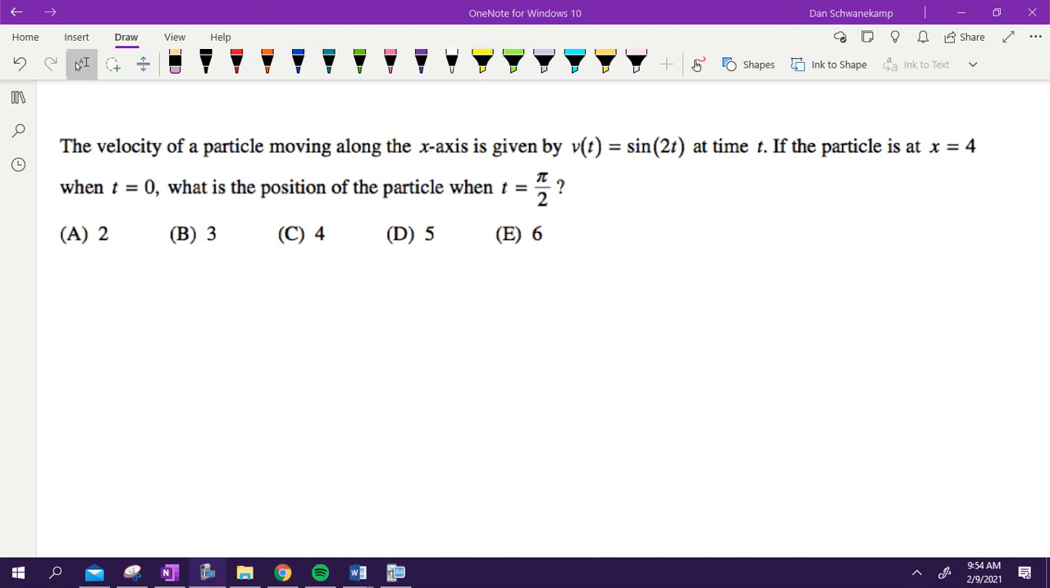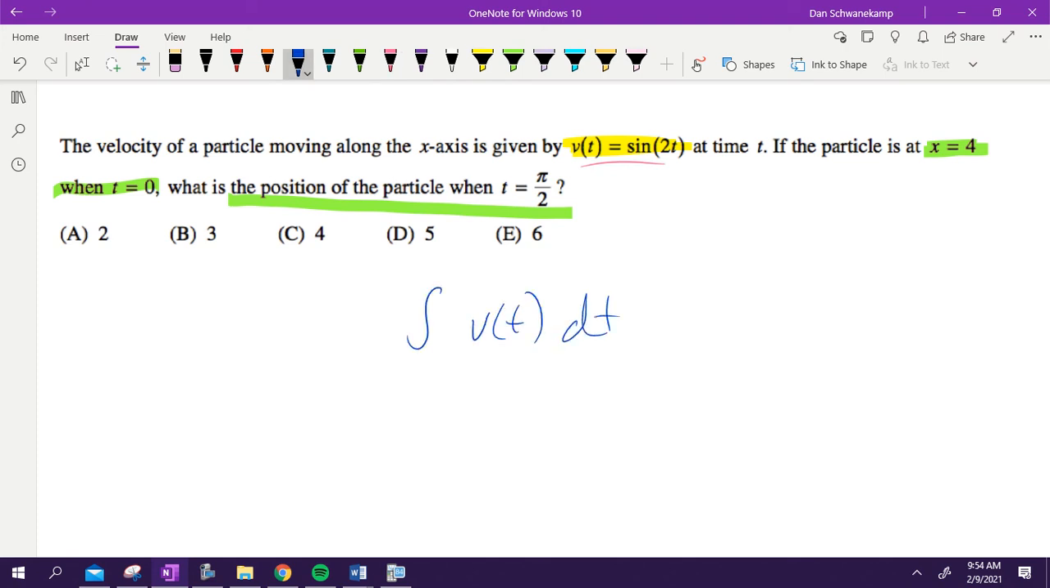You guys did a nice job here understanding what's going on. You've got velocity. So they told me velocity, and then they told me also with that velocity, x is 4 when t equals 0. What is the position? So they told me velocity, and they want to talk about position. What do I need to do with velocity to talk about position? Integrate. So I'm going to integrate velocity, and this is going to tell me the change. It's not going to tell me what the actual value is. That's going to tell me the change.